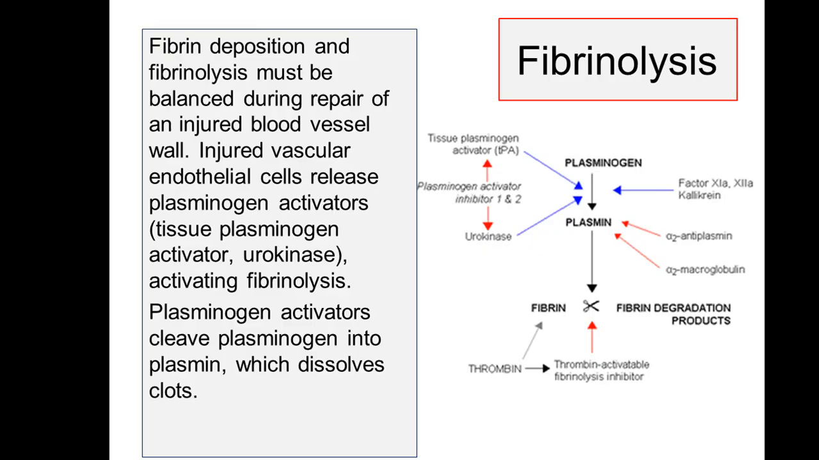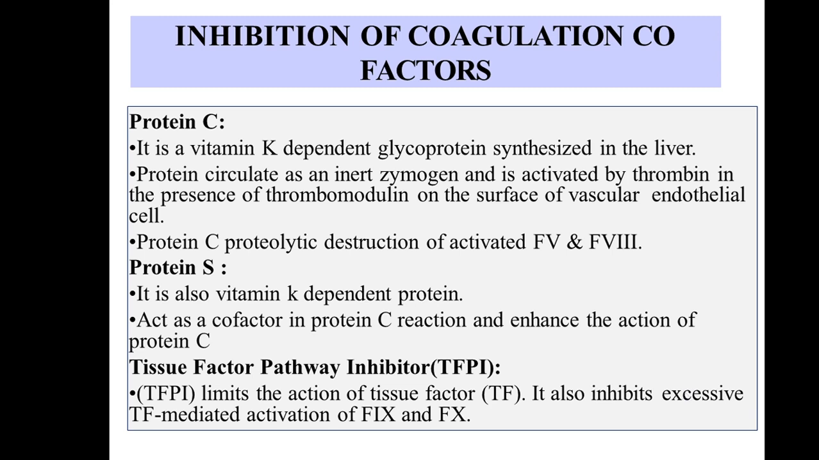Fibrin deposition and fibrinolysis must be balanced during repair. In an injured blood vessel, injured vascular endothelial cells release plasminogen activators like tissue plasminogen activator or urokinase, activating fibrinolysis. Plasminogen activator cleaves plasminogen into plasmin, which dissolves the clot. And also you should know about inhibition of coagulation cofactors. Inhibitors are protein C, protein S, and tissue factor pathway inhibitor.